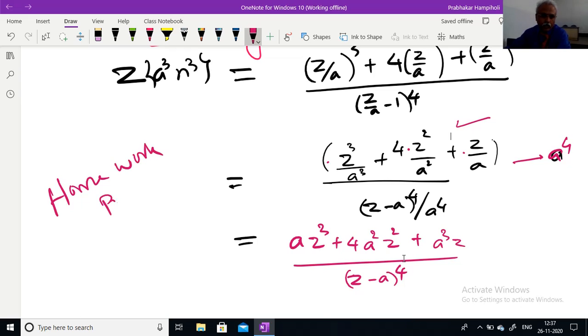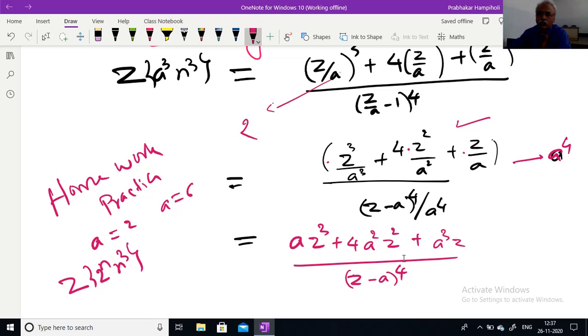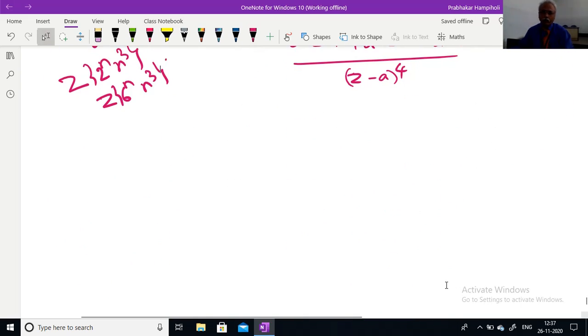practice examples. The same example you do for a equal to 2, a equal to 6. That is, find the z transform of 2 raised to n, n cube. That means wherever a is there here, instead of a you have to go on putting 2 here. So similarly, instead of a you put 6 also, 6 raised to n, n cube for practice without fail. Now I will go for one more example.